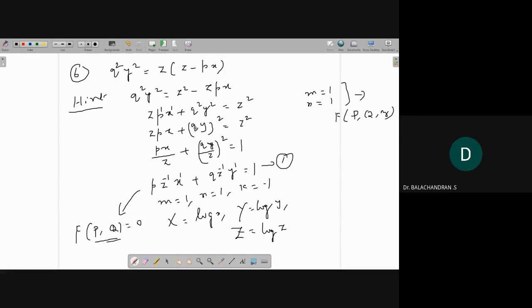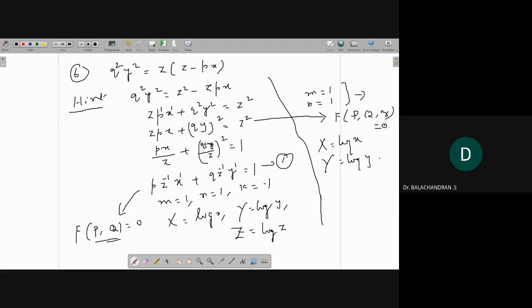Suppose you keep z square on the right-hand side and don't divide by z square, you will get m equal to 1 and n equal to 1. So in this case, capital X is equal to log x, capital Y equal to log y. For z, there is no substitution. So that's why this equation reduces to a function of p comma q comma z equal to 0. So try to solve this problem.